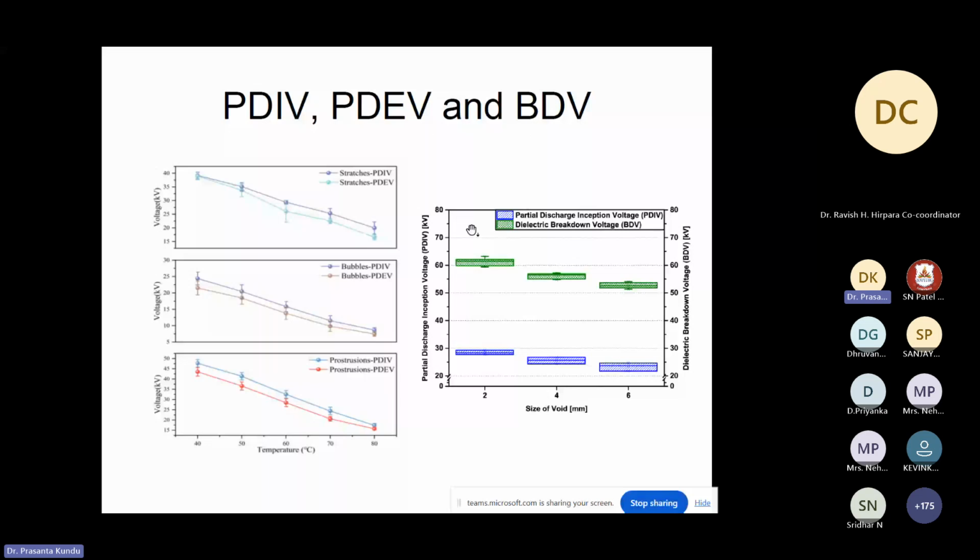In Townsend's breakdown mechanism, initiation is done by some charges, some electrons. That takes some time to break down. That's why the inception voltage is a little bit higher than the extinction voltage. At extinction, the discharge is already continuing, so you don't need any support from outside. The electron beam is already available. So that's why it is a little bit lower.